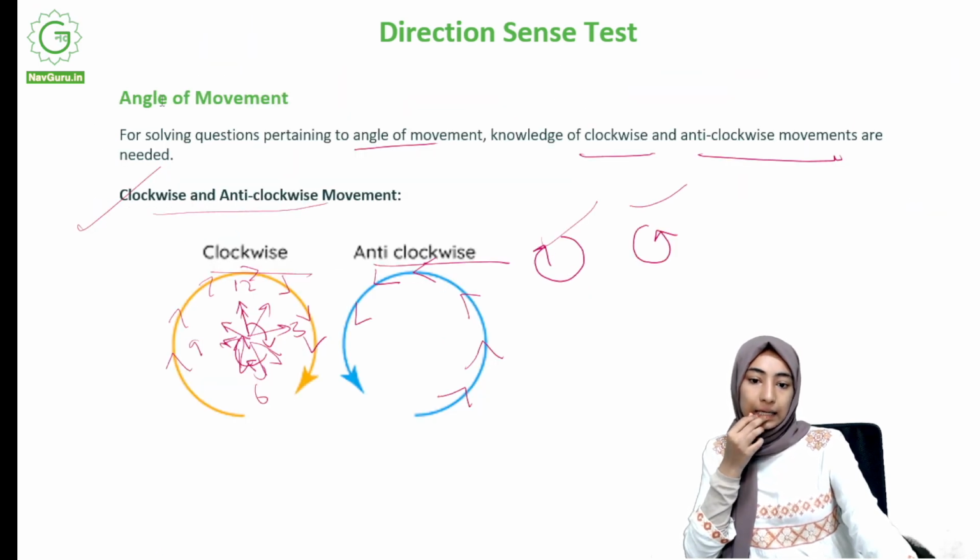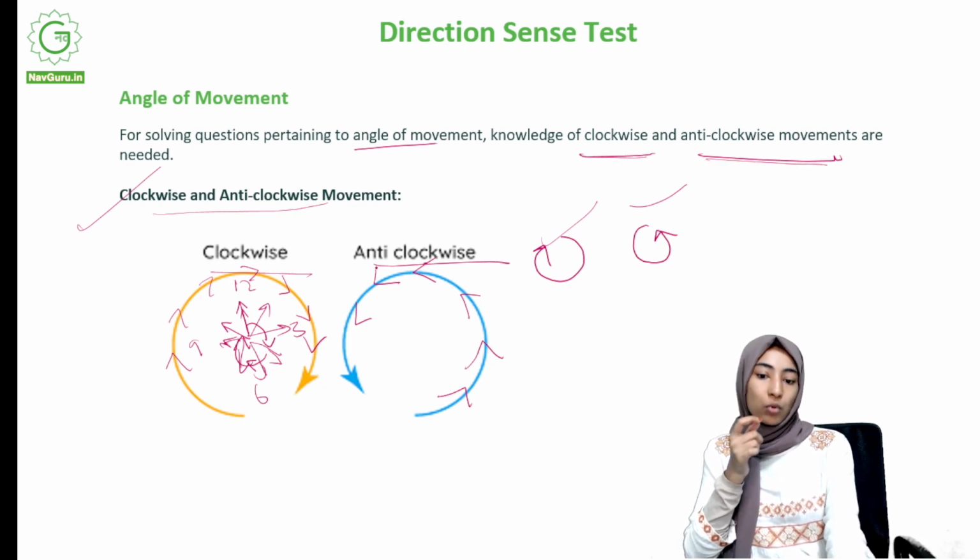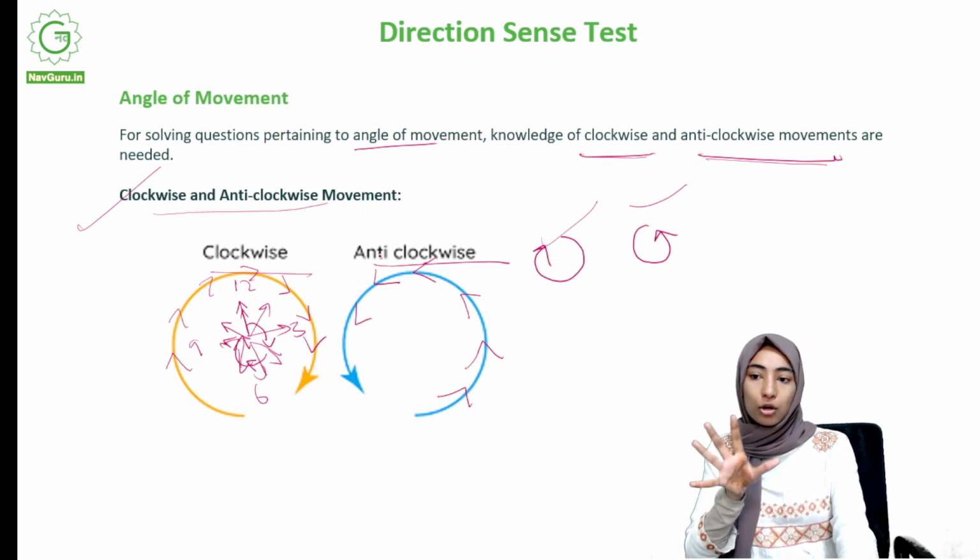Moving on. Angle of movement, and this is also another thing that we have under direction sense test. Basically clockwise and the anti-clockwise movements, what it is. So I'll just explain to you again. Clockwise is basically, you just think of how a clock moves.